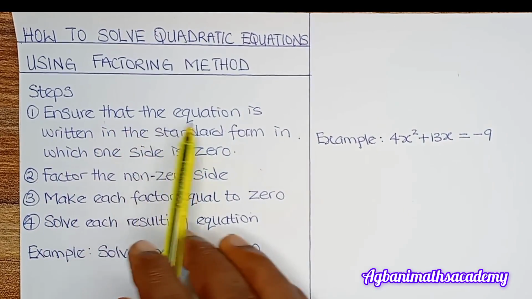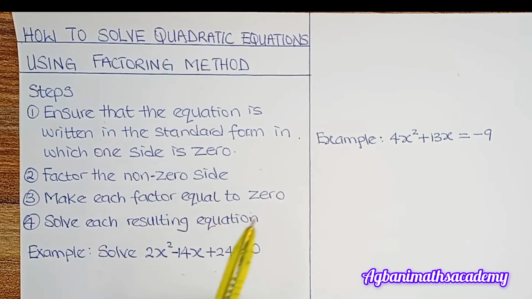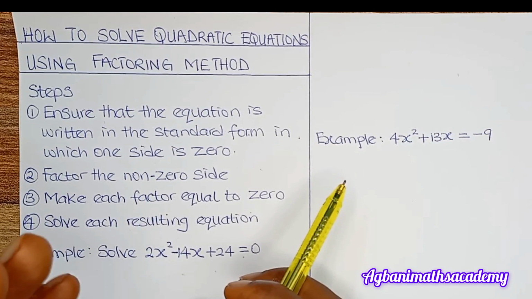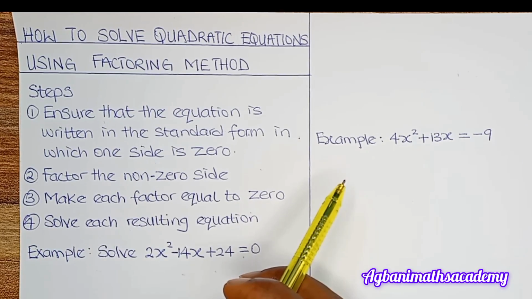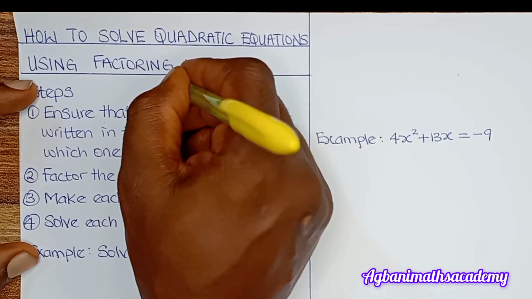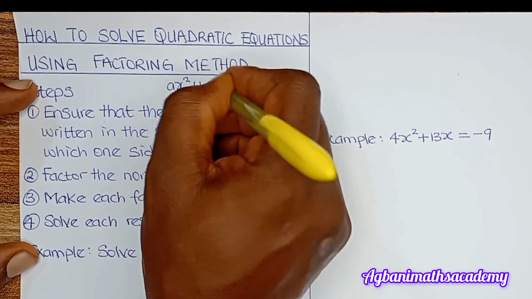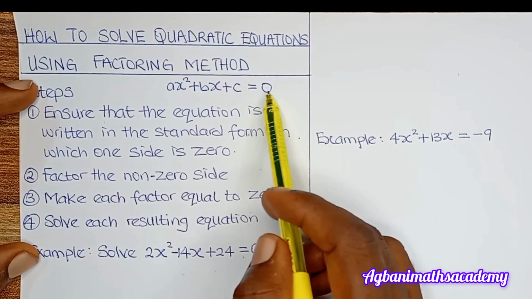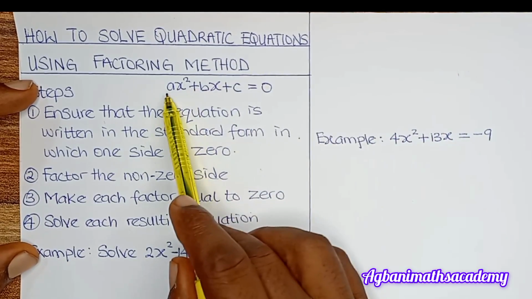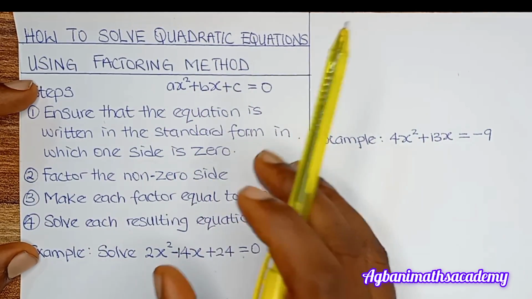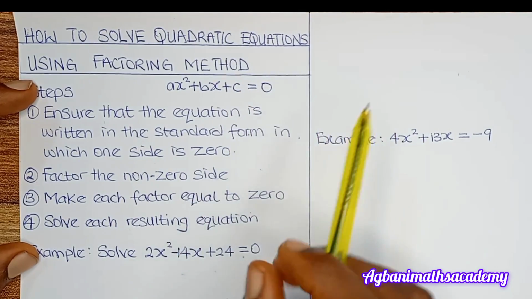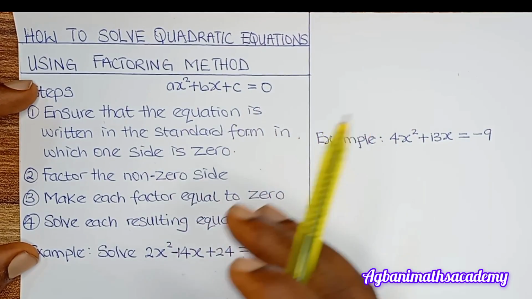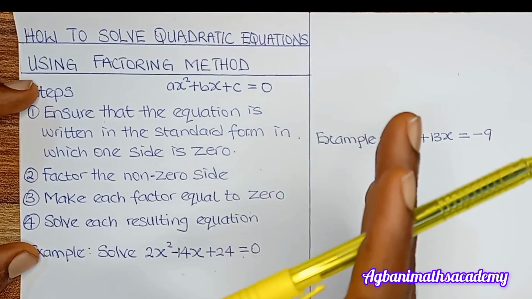The first one is to ensure that the equation is written in the standard form in which one side is 0. The standard form of a quadratic equation is always equal to 0, in the form ax squared plus bx plus c is equal to 0. We always have 0 on the right side. a is the coefficient of x squared, b is the coefficient of x, and c is the constant. Whenever you have a quadratic equation that does not follow this pattern, you have to rewrite it to conform to this pattern. Okay, that's the first step.